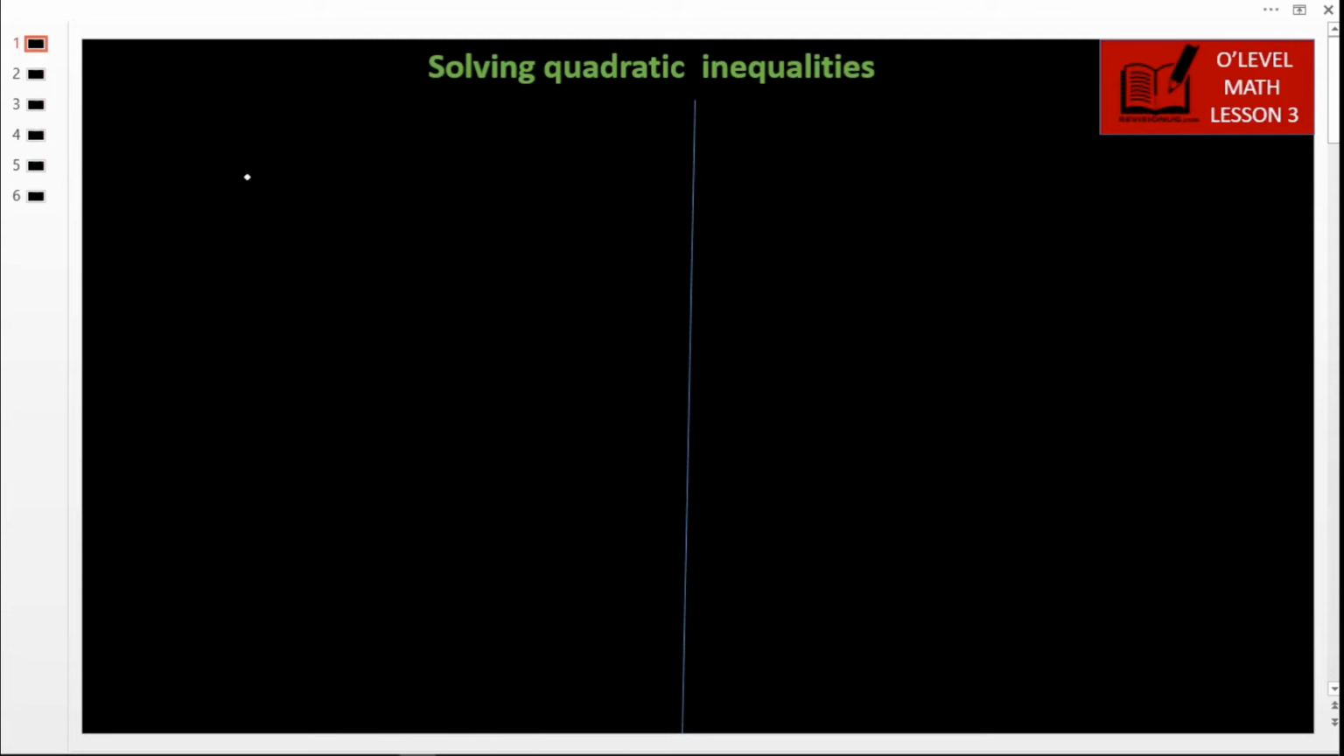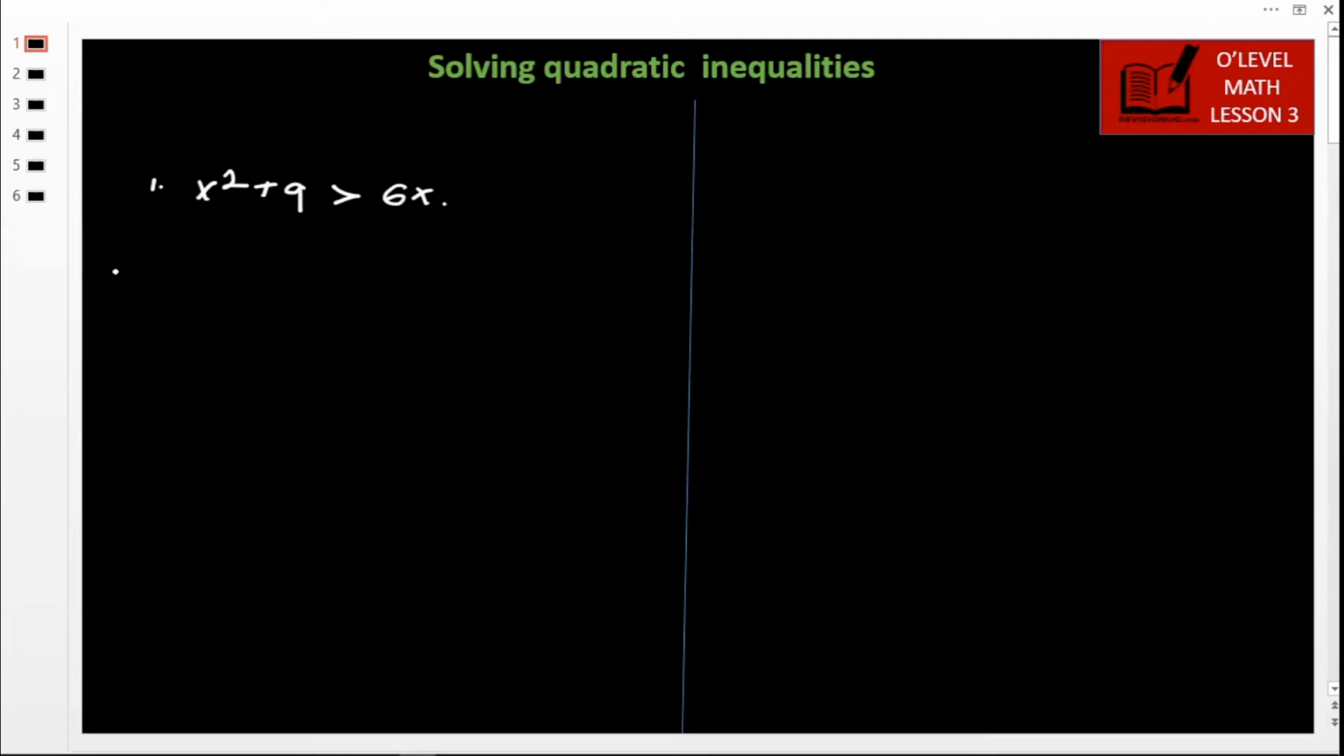So let us get started. Our first example states x squared plus 9 is greater than 6x. From our previous lessons we looked at quadratic equations and how to solve them. From those lessons we looked at solving quadratic equations using the factor method.